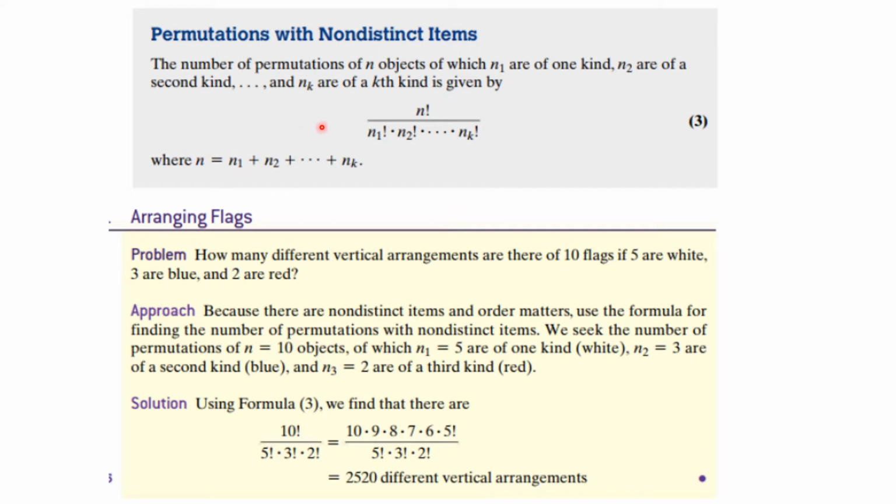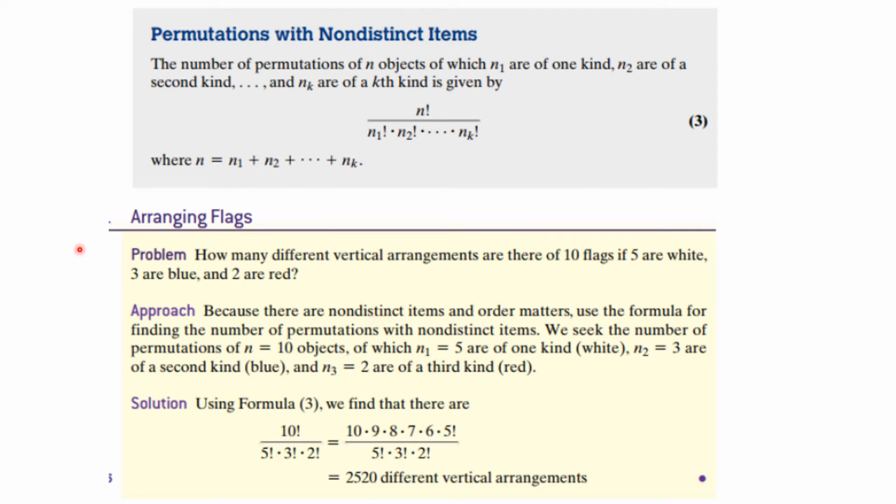Now this motivates this formula, and so I will give it to you now. The number of permutations of n objects, and order does matter here, of which n1 are of one kind, n2 are of a second kind, and nk are of a third kind, is given by n factorial over n1 factorial times n2 factorial, all the way down to nk factorial, where n is the sum of those k's, and so you might end up having some of these be 1s.